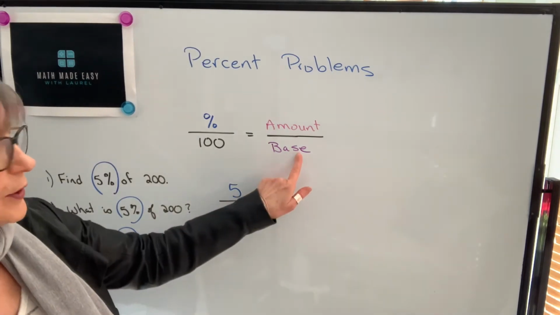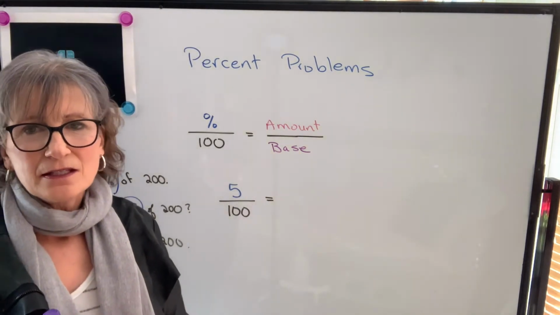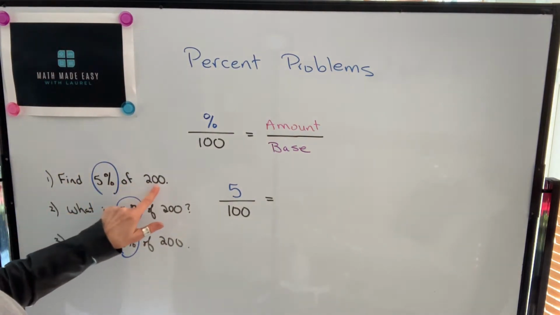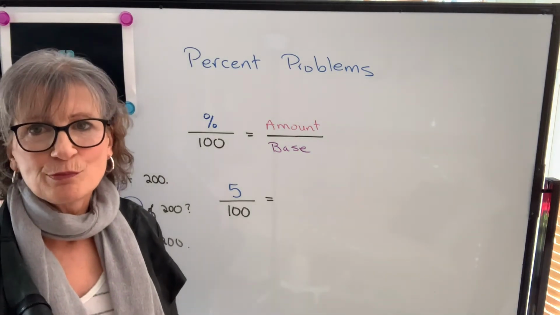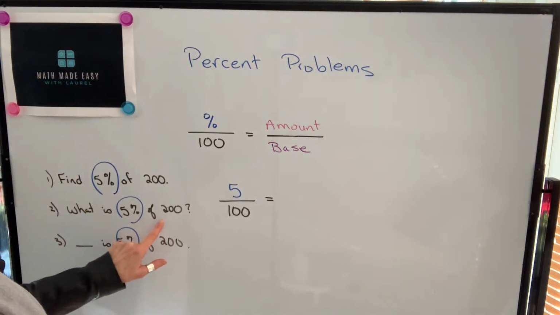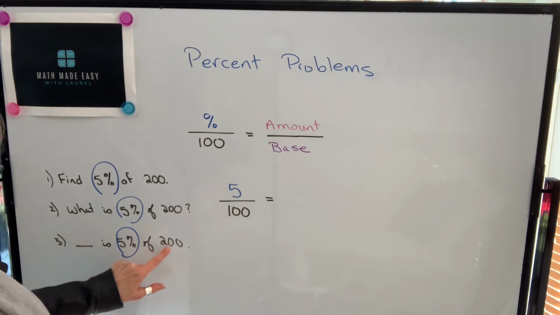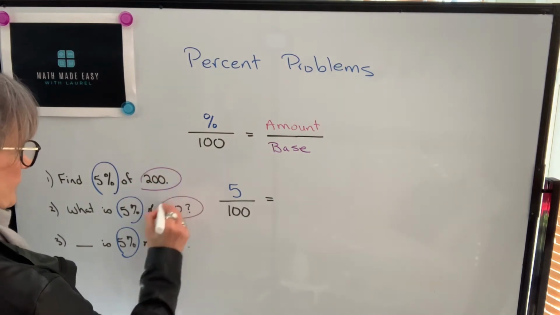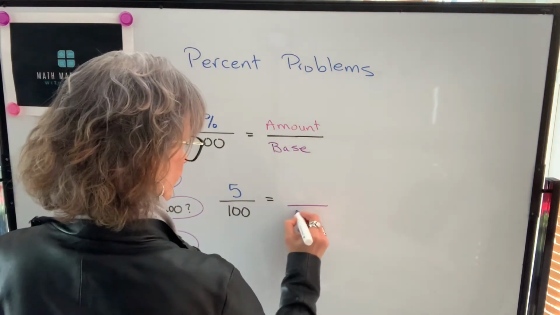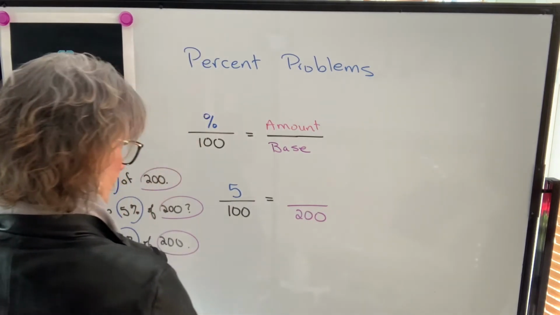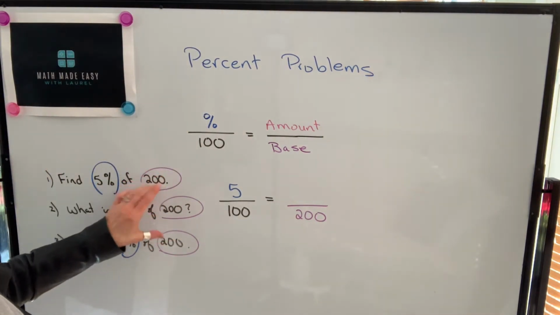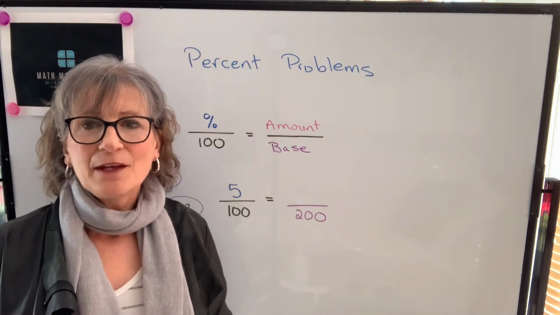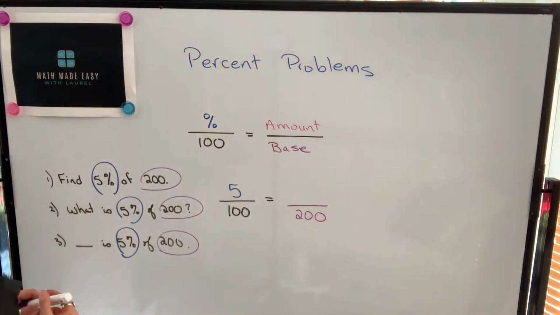The next number I want to talk about is the base. That's the out of number. When you want to find 5% of 200, 200 is your base. What is 5% of 200? Blank is 5% of 200. So it's out of 200, so that's our base. When the problem is written this way, you can think of the of number as being the base. It's out of that. And then the amount will be the other number. So in this case, we don't know it.